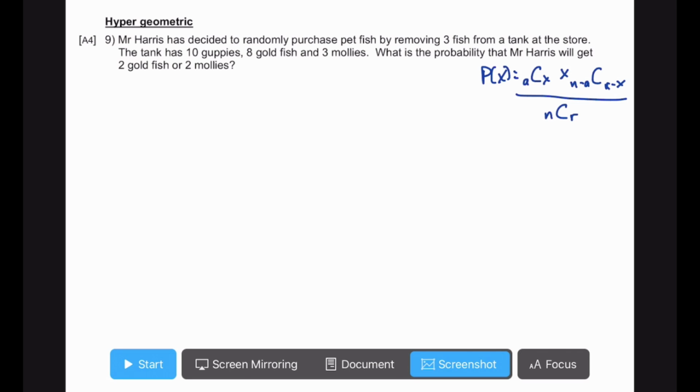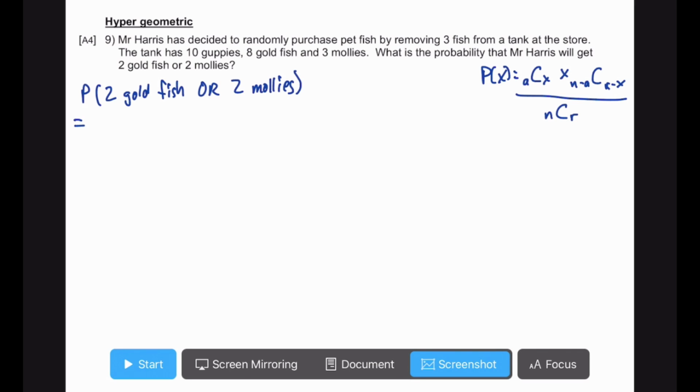The question tells us that Mr. Harris has decided to randomly purchase pet fish by removing 3 fish from a tank at the store. So he's going to go to the store, go to the tank, and choose 3 fish. The tank has 10 guppies, 8 goldfish, and 3 mollies. What is the probability that Mr. Harris will get a goldfish or 2 mollies? So we're finding the probability of 2 goldfish or 2 mollies.